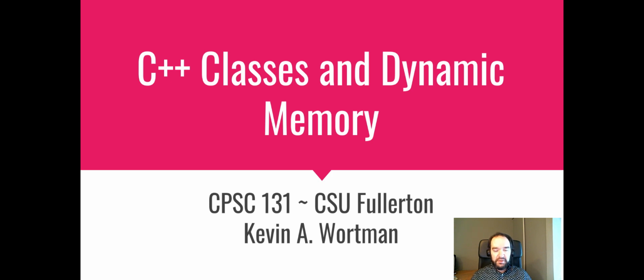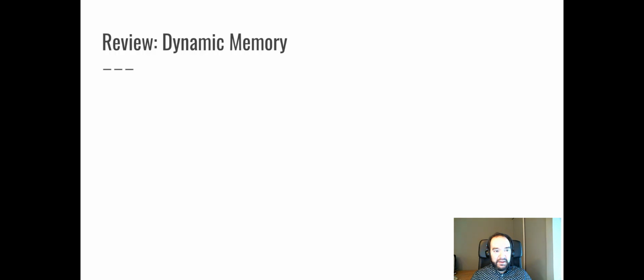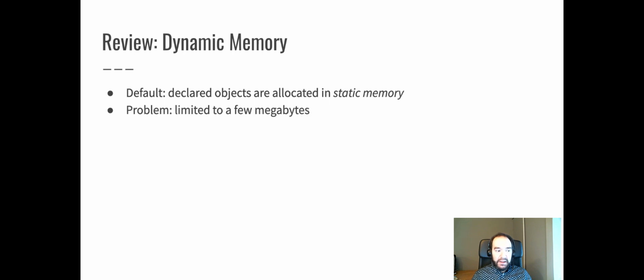Hi, this video is about C++ classes and dynamic memory as they relate to classes. First, a little review of dynamic memory in the C++ language. Remember that by default, when you declare an object, a variable, it is allocated in static memory. And that's a very convenient way to create variables. It's what we teach students at first. There's a technical problem with that, though.